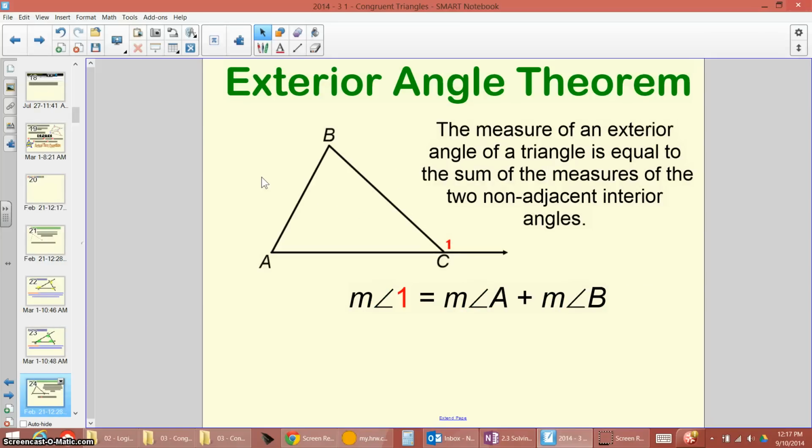All right, now here's the exterior angle theorem. This is kind of cool. The exterior angle of one part of a triangle, you've got this part, number 1, is equal to the red angles added together. If I add both those angles together, I get the exterior angle.